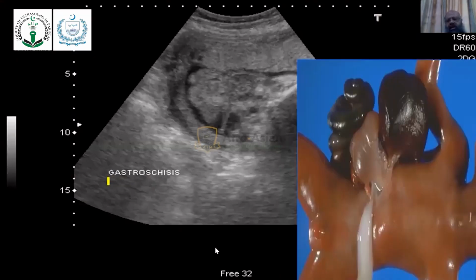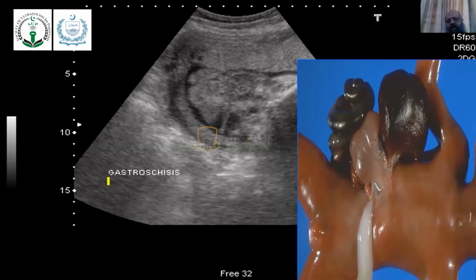Gastroschisis is another condition in which the abdominal contents are herniated through the anterior abdominal wall, usually on the right side of the cord. This is the cord, and on the right side of the cord there is a defect, and here we have multiple herniated structures.